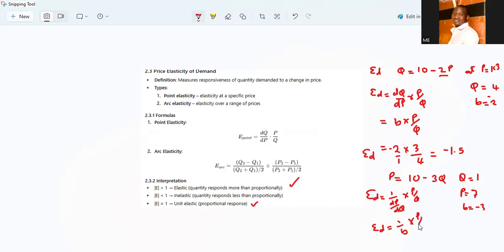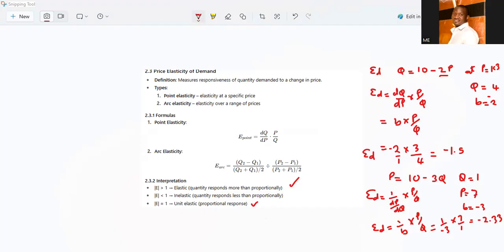So our B in this case is what? Minus 3. So 1 over minus 3. And our price is 7. And our quantity is 1. So 7 over 3 is negative 2.33. So our comment there will still be demand is elastic. Demand is elastic. So we also have what is called arc price elasticity.